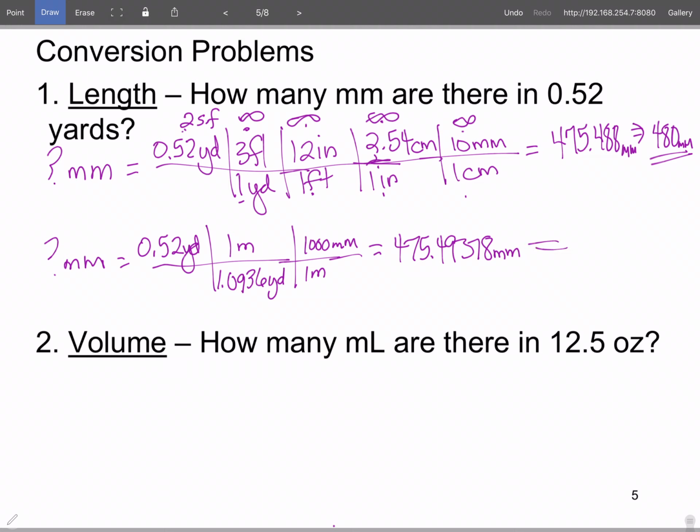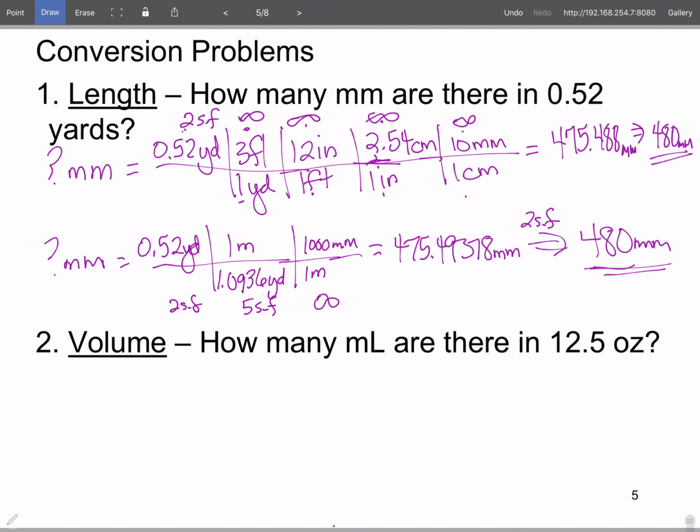Does it matter? Again, we're going to report it as two significant figures because here's two significant figures. Here are 1, 2, 3, 4, 5 significant figures. And here are infinitely many, so I'll report it as 2. So again, we end up with 480 millimeters. So see, it doesn't matter as long as you don't make up conversions. You start making up conversions, all bets are off.